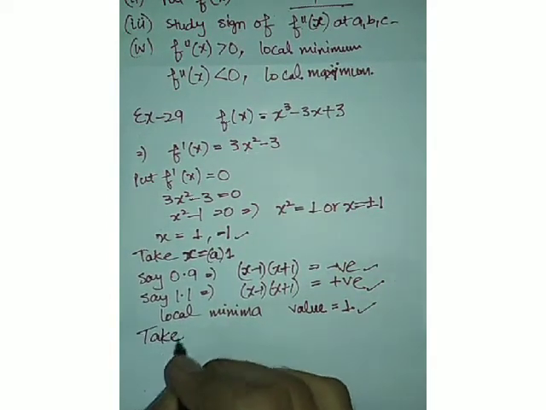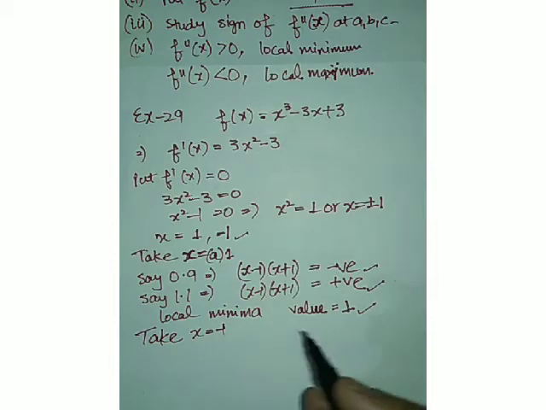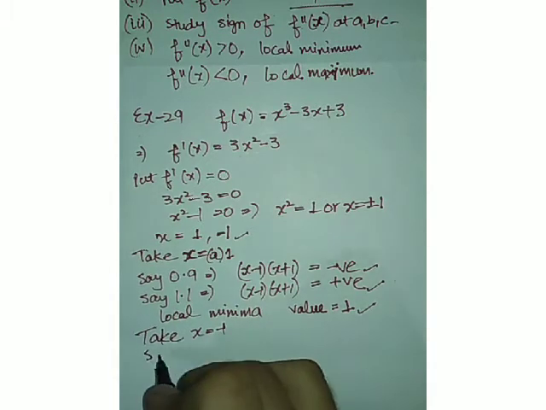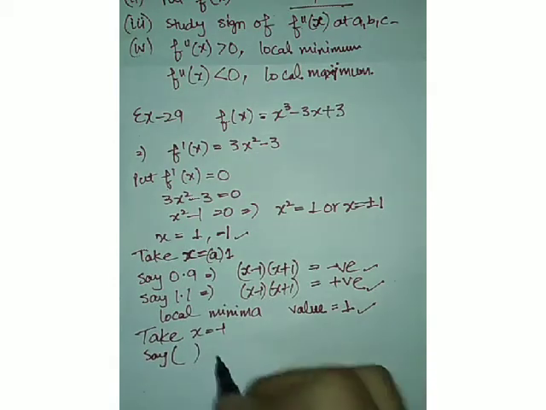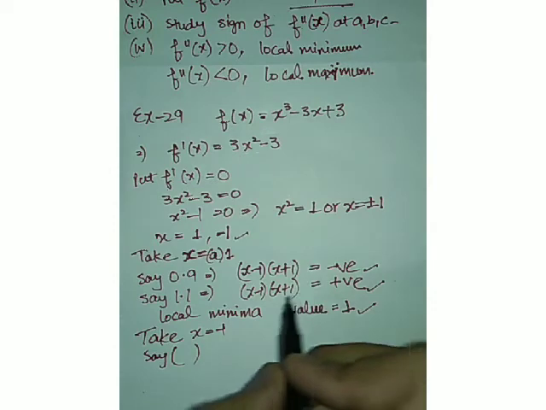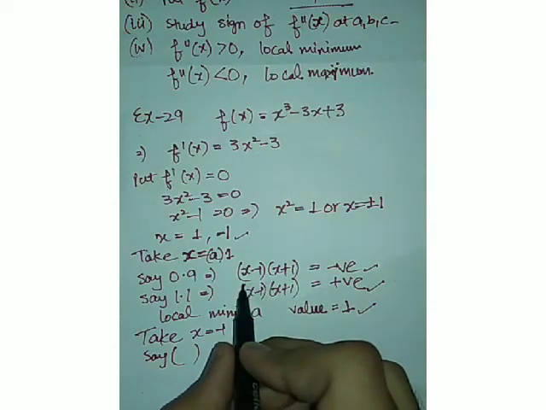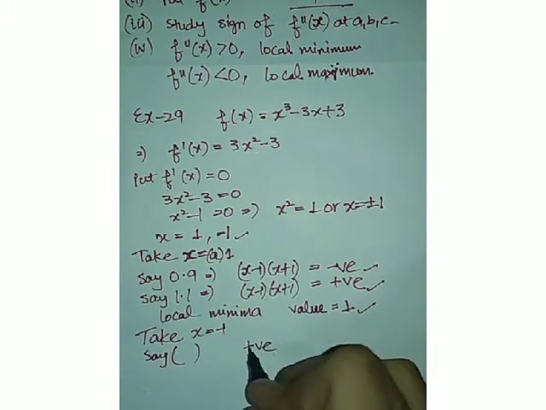Now take x = -1. Clear? Now take a value slightly less than -1. Now slightly less than -1, that can be -1.9 or any such value, that is less than -1. Now you will see that it's less than -1. So if it's less than -1, then here you are getting the positive sign.